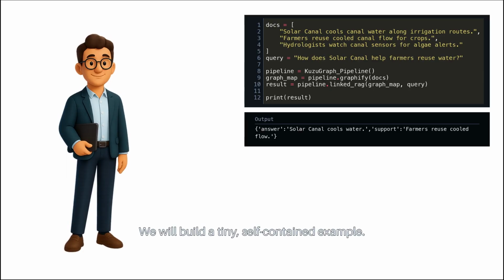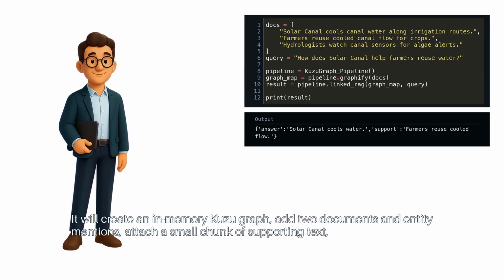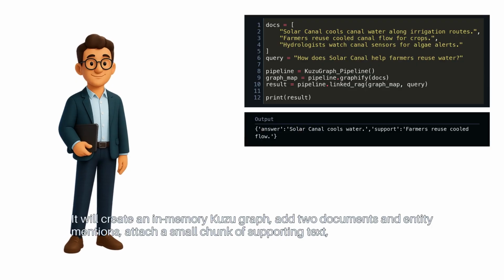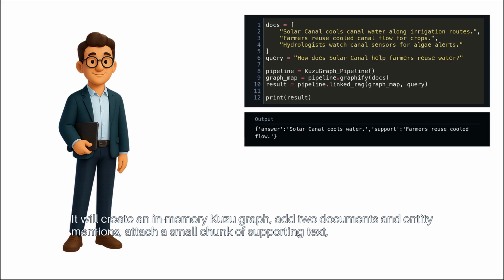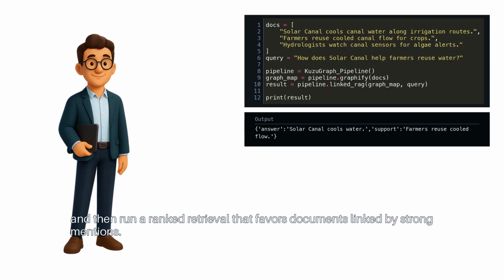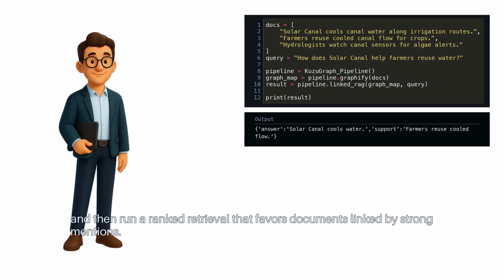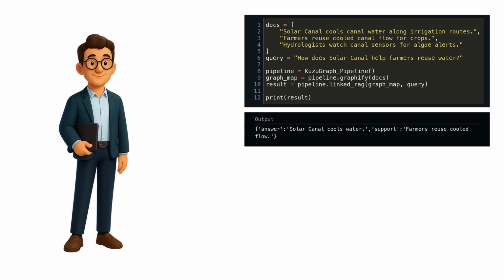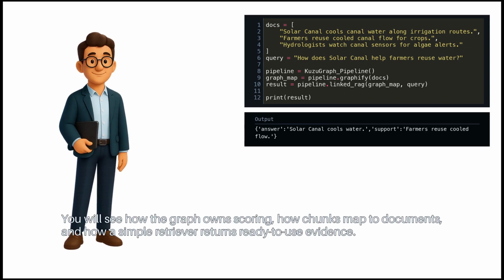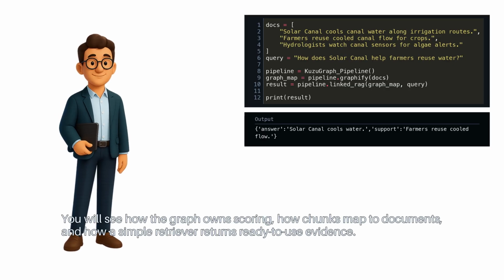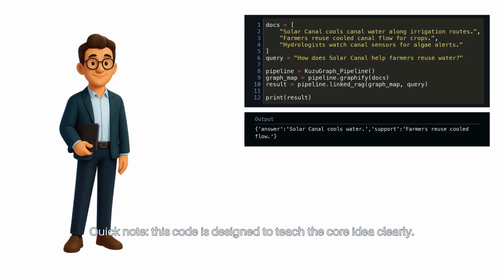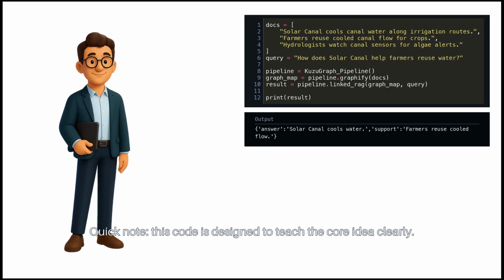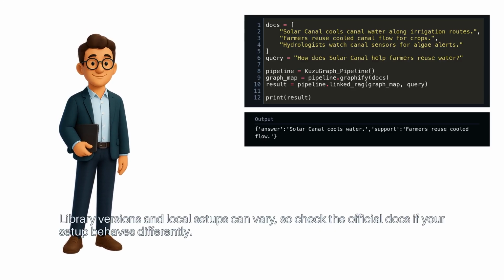We will build a tiny, self-contained example. It will create an in-memory Kuzu graph, add 2 documents and entity mentions, attach a small chunk of supporting text, and then run a ranked retrieval that favors documents linked by strong mentions. You will see how the graph owns scoring, how chunks map to documents, and how a simple retriever returns ready-to-use evidence. Quick note, this code is designed to teach the core idea clearly. Library versions and local setups can vary, so check the official docs if your setup behaves differently.